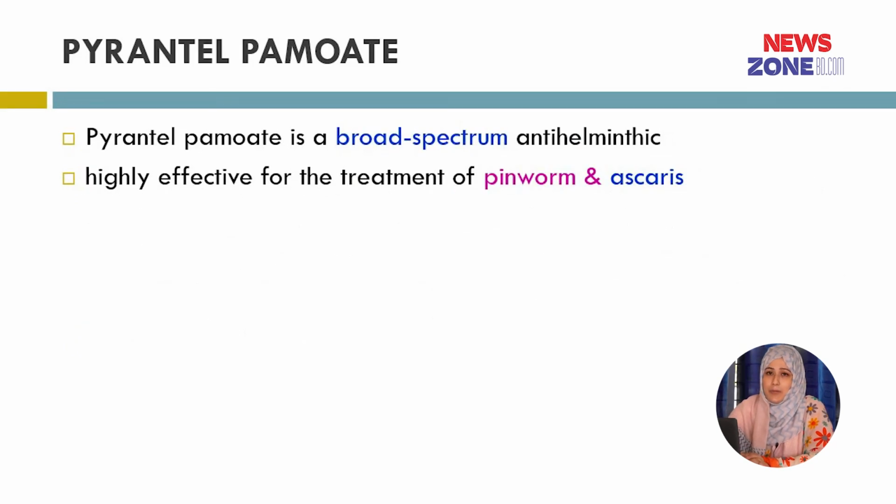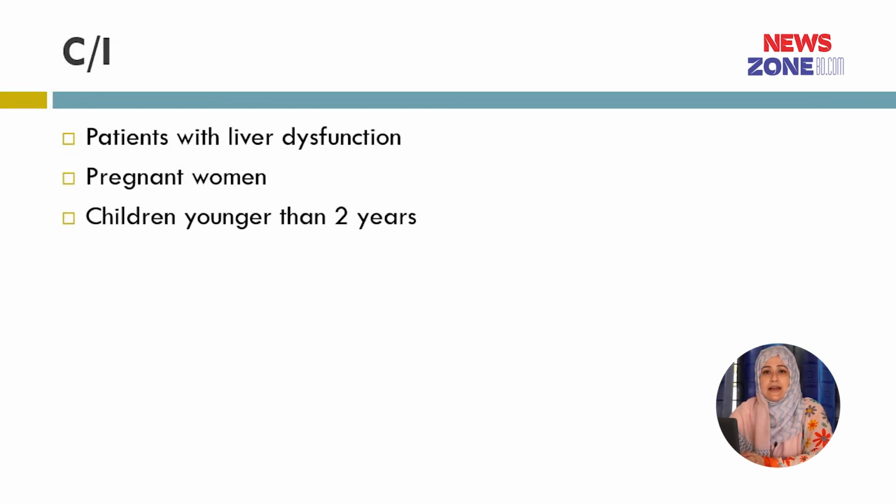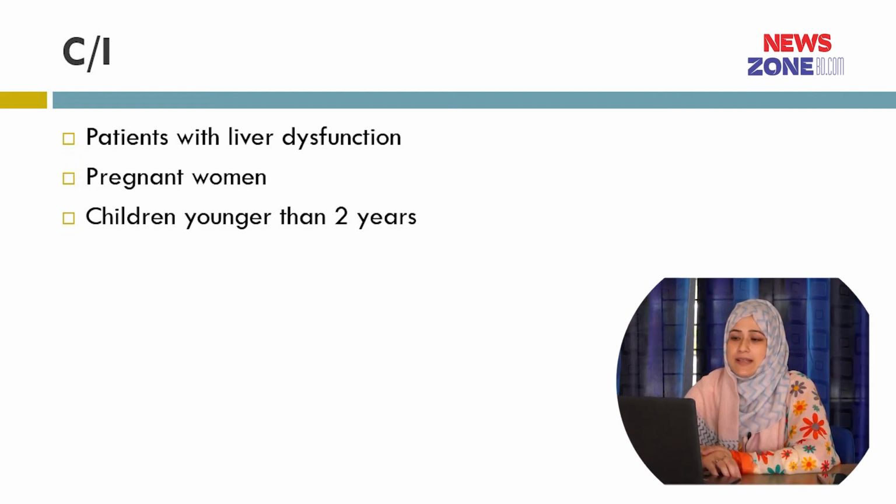Now pyrantel pamoate. Pyrantel pamoate is a broad-spectrum anti-helminthic drug. It is highly effective for treatment of pinworm and ascariasis. What are their adverse effects? Nausea, vomiting, diarrhea, abdominal cramp, dizziness, drowsiness, headache, insomnia, rash, fever and weakness. And sometimes there may be elevation of the aminotransferase enzymes in the liver. What are their contraindications? Patients with liver dysfunction, pregnant women and children under 2 years should avoid this drug.